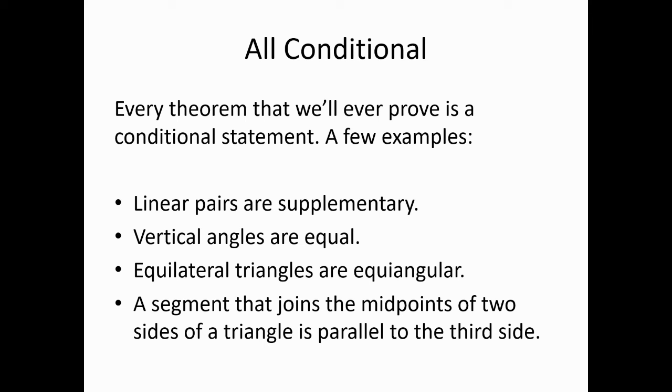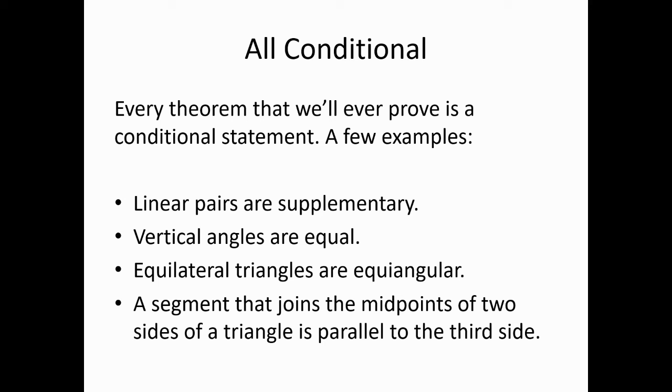So every theorem in this class, that is every theorem that we ever will have proven, is a conditional statement. So here are some examples. And I said this before in the previous section that what we prove in this class are ultimately conditional statements. So now we say in this section, once we've defined a theorem, that every theorem is conditional. So here's one. Linear pairs are supplementary. That is, if a pair of angles form a linear pair, then they are supplementary. Here's another, a second: vertical angles are equal. That is, if two angles are vertical, then they are equal.